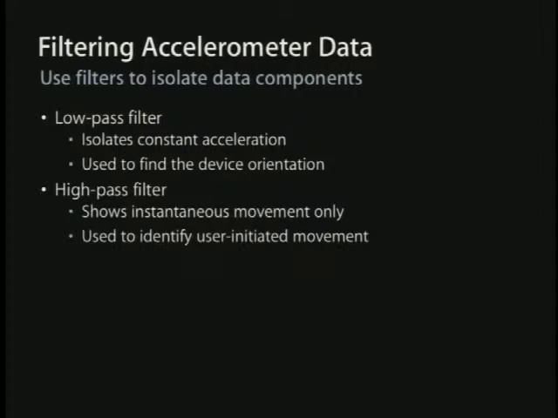So you use the low-pass filter to get more large-scale changes and smooth out the acceleration data, and the high-pass filter will give you more user-intended movements, like smaller movements, basically.